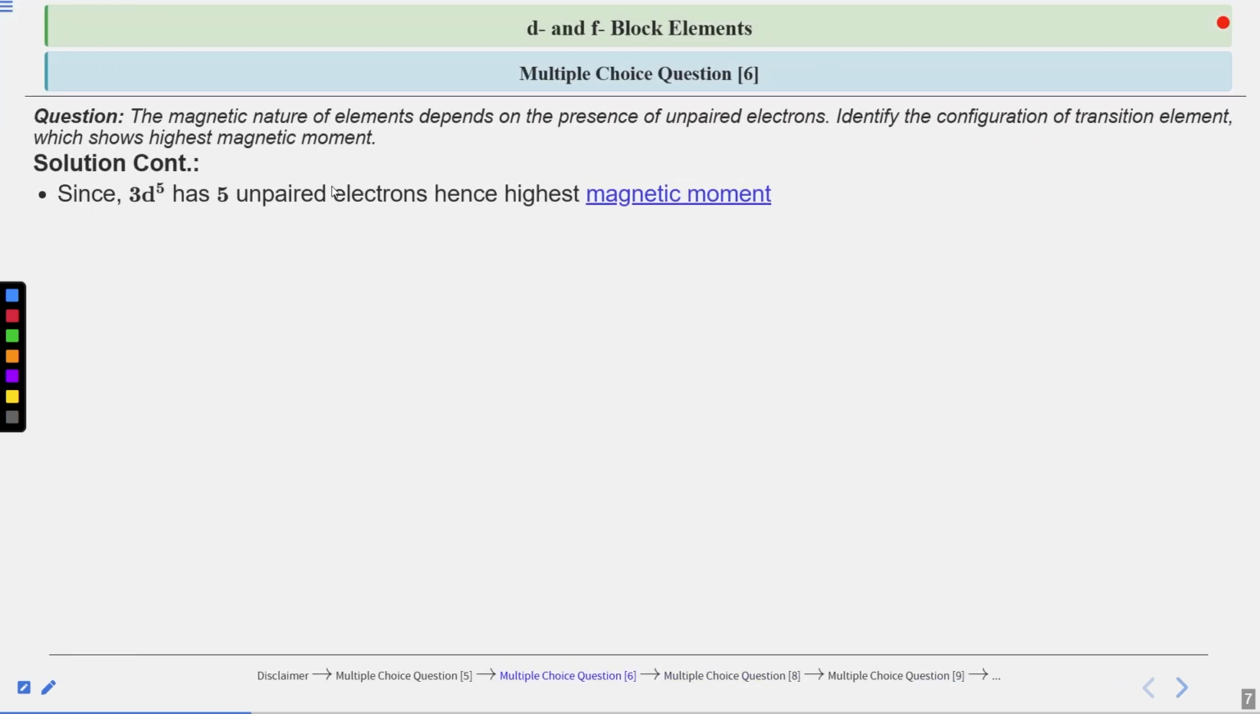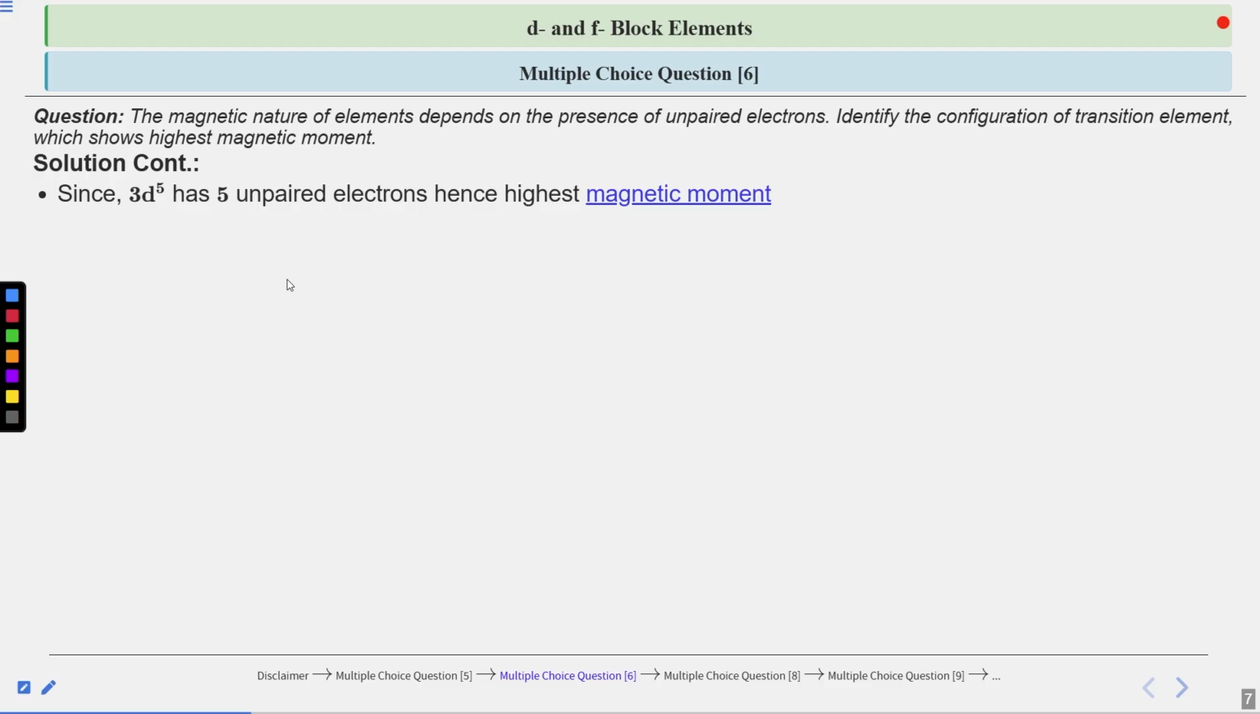Now, we have different configurations, of which one is 3d5. In the d subshell, you can fill a maximum of 10 electrons, right? If the maximum filling of electrons in the d subshell is 10, then half filled will be 5, right? That means 5 unpaired electrons is the maximum number of unpaired electrons that a d subshell can have.